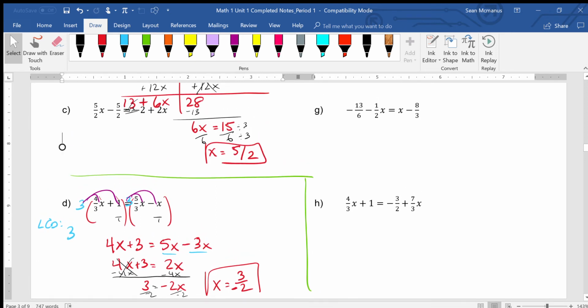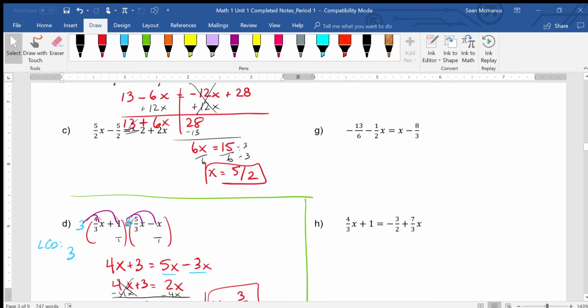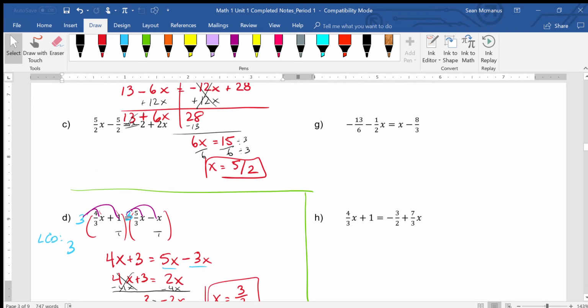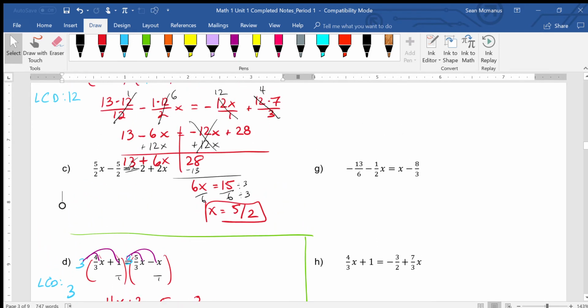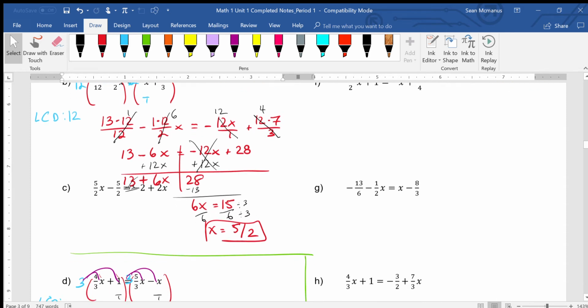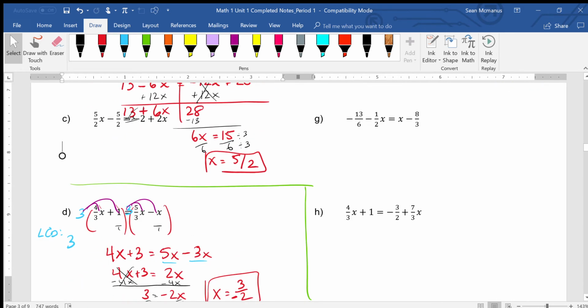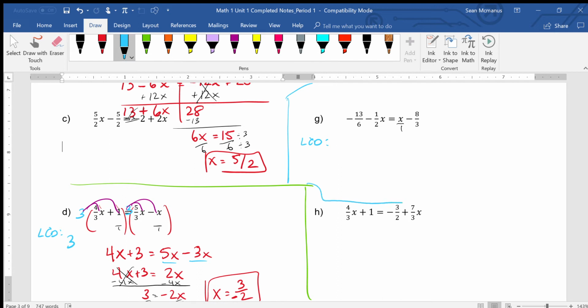I'm going to do one more using that same kind of method. Let's just do g. They're all about the same level of difficulty. So if I do g, and I think about those denominators, the lowest common denominator for problem G here, 6, 2, 1, and 3 is 6.